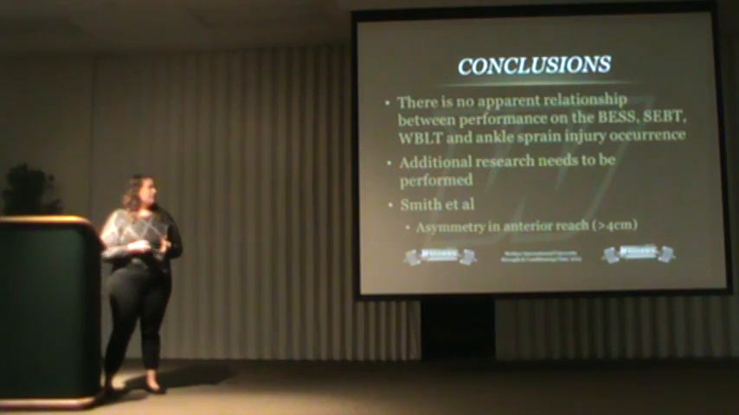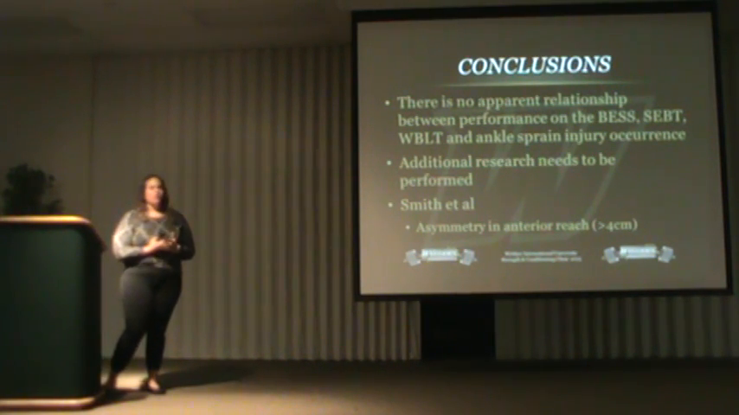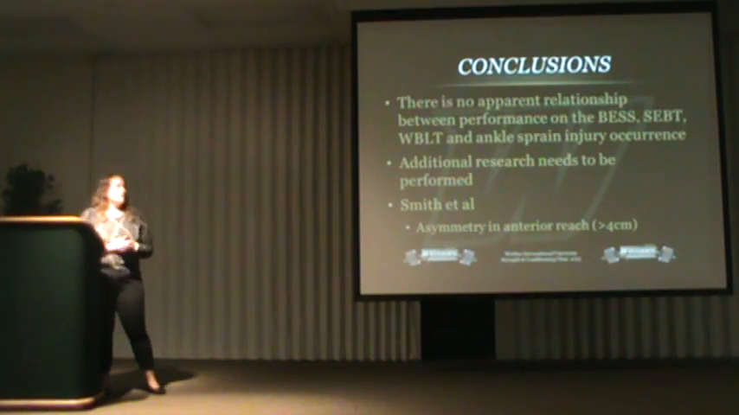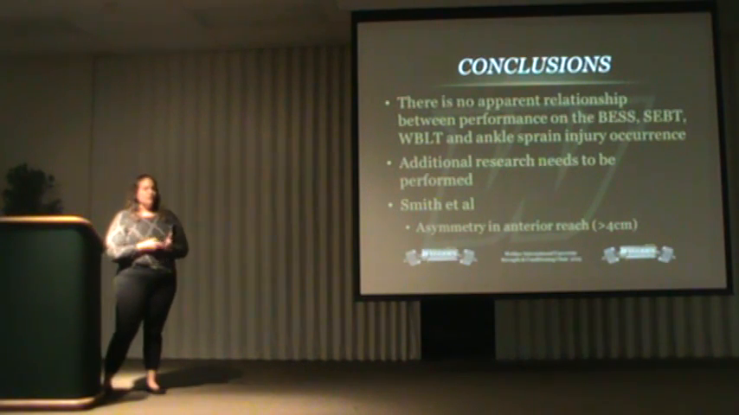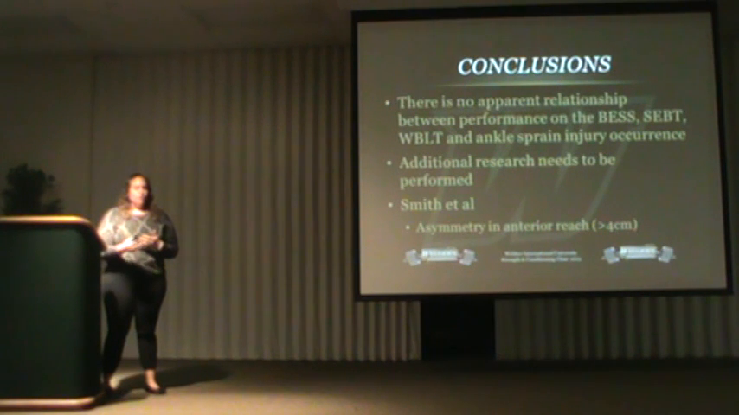But they did find that if they had an asymmetry of greater than 4 centimeters on the anterior reach of the STAR excursion, there was a higher incidence of ankle sprains. So that is something that we can look at with our data. And we will do that in the next couple of months and see if we find the same thing. And obviously the thought should be that if the anterior reach is that way, so should the STAR excursion. The STAR excursion and the anterior reach and the weight-bearing lunge should be somewhat associated with each other.